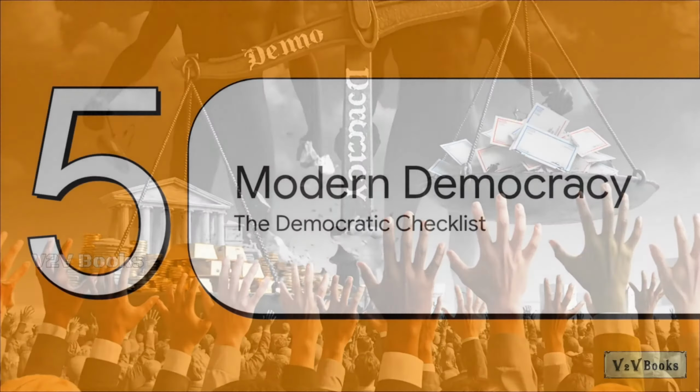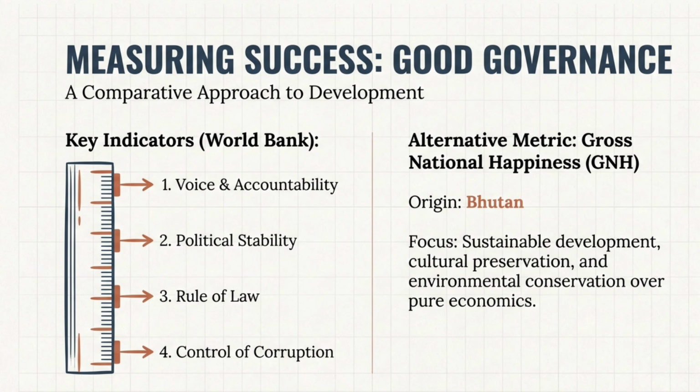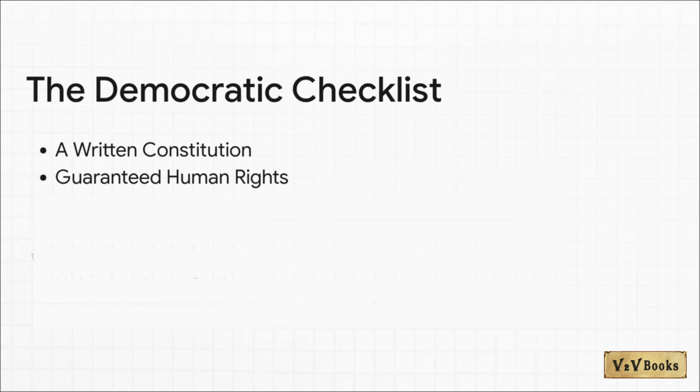So, with all these risks and different types, how can we tell a real, healthy, functioning democracy from one that's just a democracy in name only? What are the essential ingredients you just have to have? Well, that brings us to our final section, the fundamental features, the absolute non-negotiables, the democratic checklist. These right here are the absolute cornerstones. You need a written constitution, which acts as the supreme law that even the government can't break. You have to have guaranteed human rights to protect people from the state.